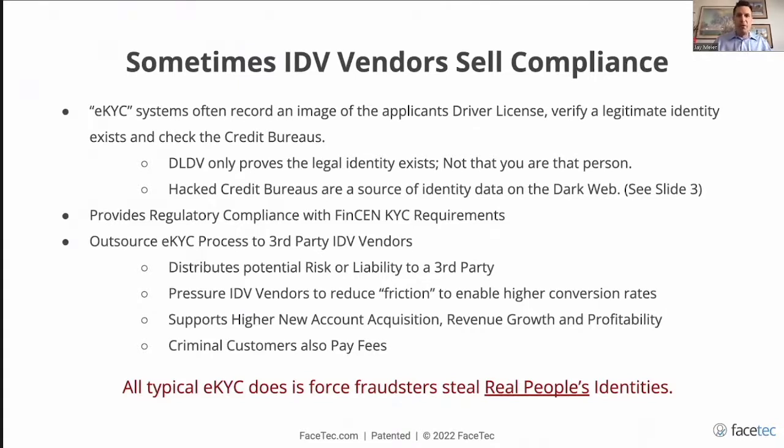So they try to take an image of the driver's license. They verify the legal identity exists at the DMV. The AAMVA maintains a system where you can ping it and find out if this legal identity actually exists. And then they check credit bureaus. Well, guess what? The credit bureaus have all been hacked. That's where the data on the dark web came from. So how can you trust that information, right?